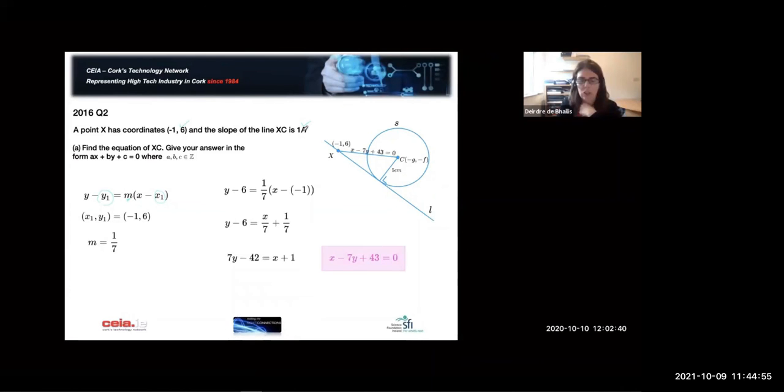That generates this equation, and it tidies up. Again, it's very important that we don't give it in the form y = mx + c or any other format, but in the format that we were asked to. So we rearrange by bringing everything over to the left-hand side, and that gives us x - 7y + 43 = 0. So now we know what the equation of this line is. And that's part A sorted.